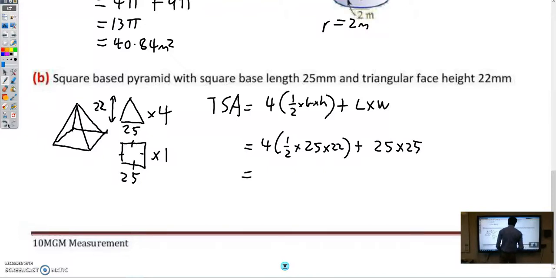At this point, numbers are too large to work with. I could take my time, but trying to cut it down for a video, so I'm going to use my CAS. 4 times a half times 25 times 22. Close the brackets, plus 25 times 25. You'll end up with a final answer of 1,725 millimeters squared.